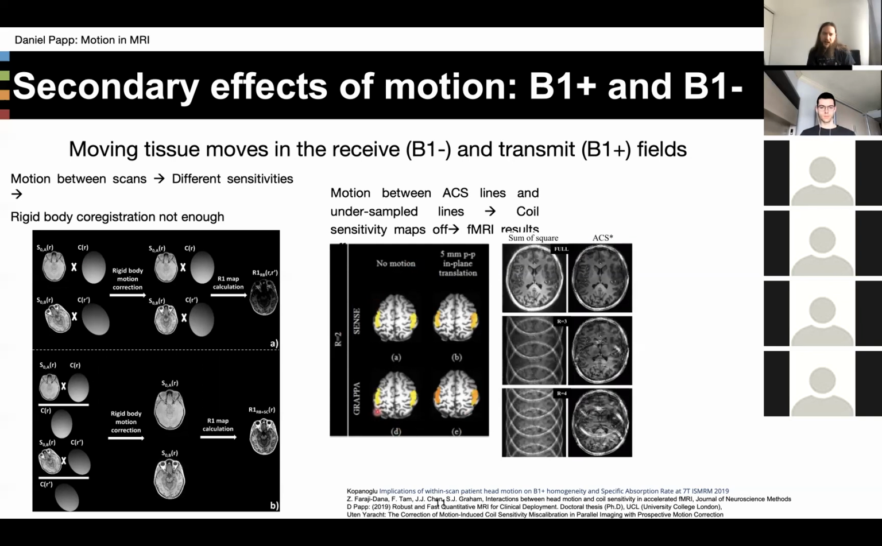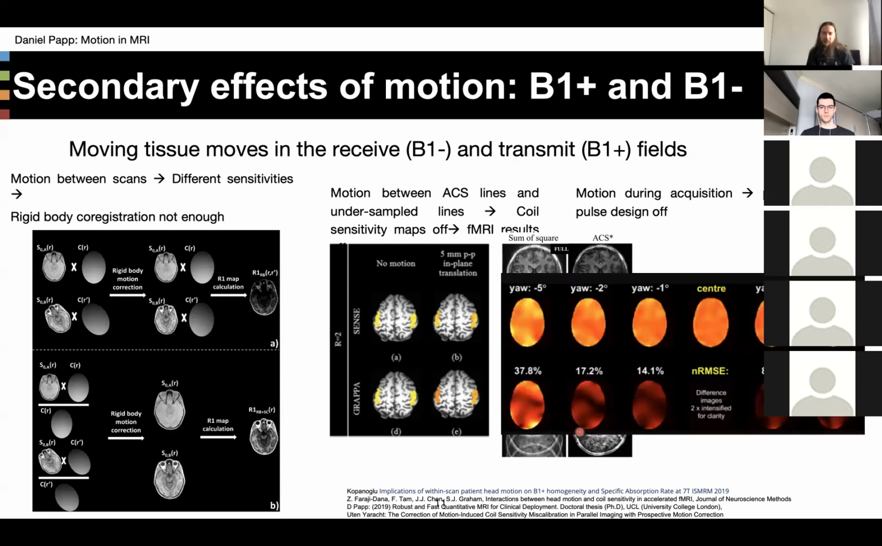Here you can see the effect of it on fMRI, or you can see that if you use, for example, the ACS lines from a motion corrupted case to interpolate the lines from a motion uncorrupted case, you sort of inherit that motion corruption and vice versa. So I think this is fairly impactful, but sadly understudied.